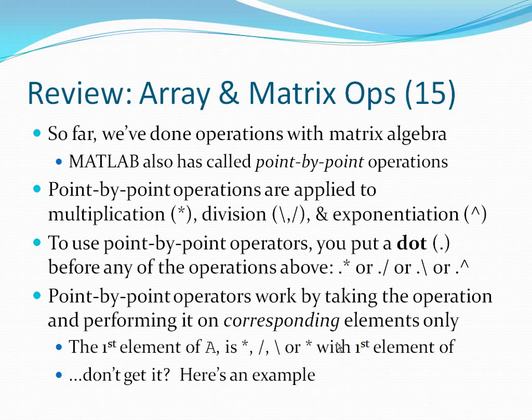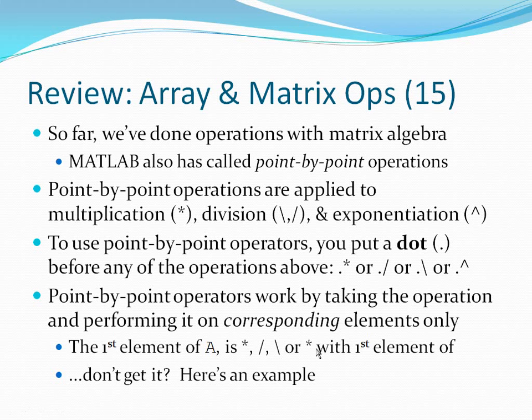Okay? So point-by-point operators work in the following fashion. If you were to do A dot star B, it takes the first element of the matrix A and multiplies it with the corresponding first element in B. The first element of the output matrix C is just the first element of A multiplied by the first element of B, and that's it. You do the same thing for division and for exponentiation; this is a typo, there should be hat. You apply the operation only on corresponding pairs, and the output reflects that operation on the corresponding pairs by themselves.